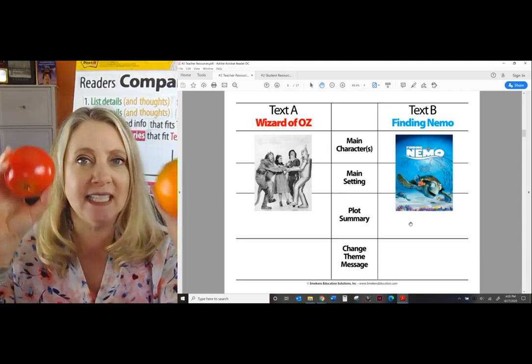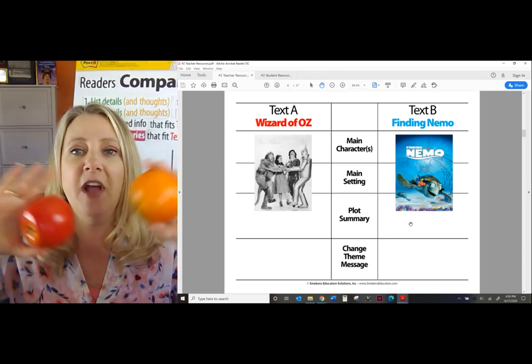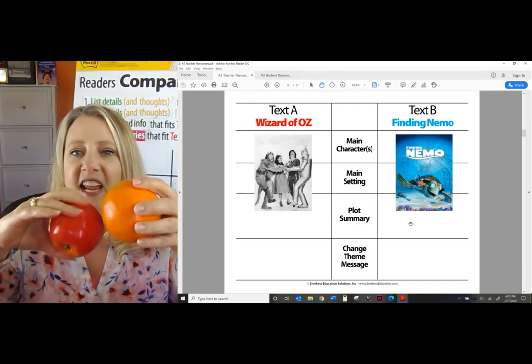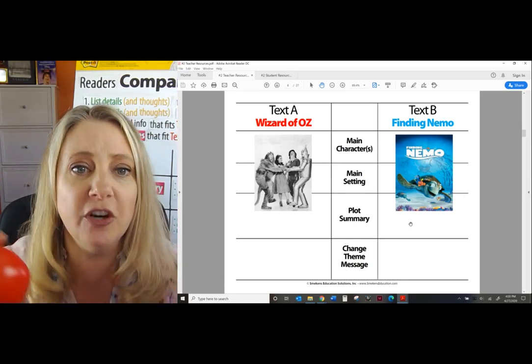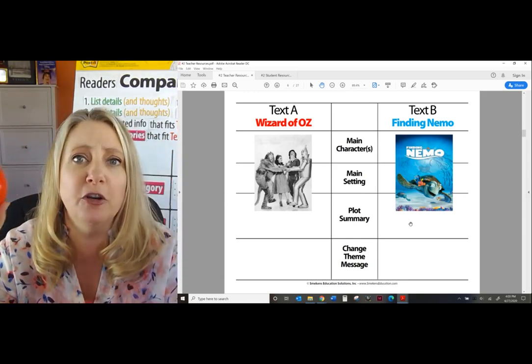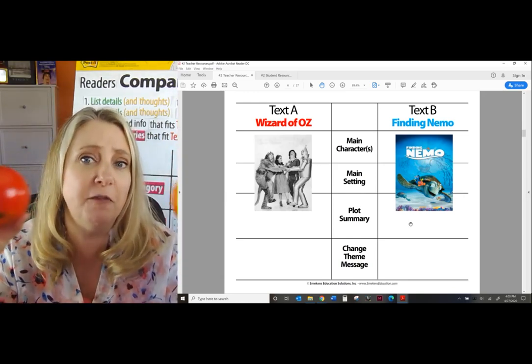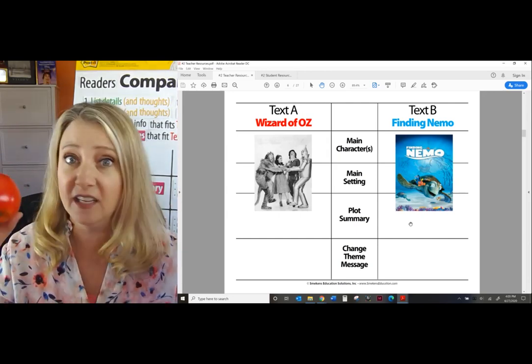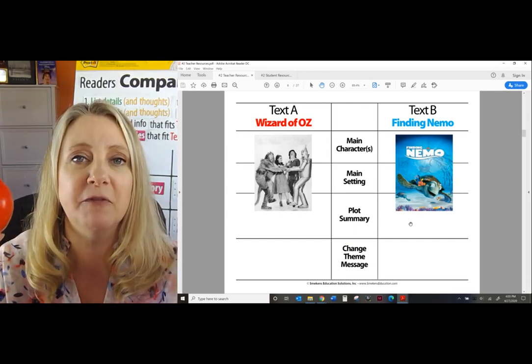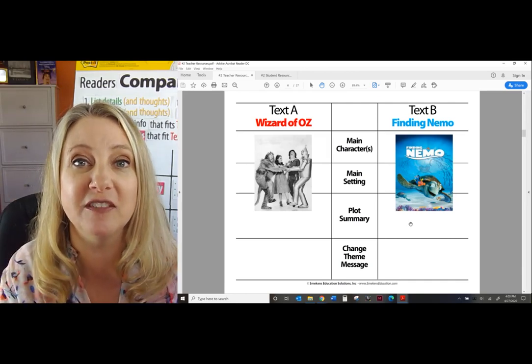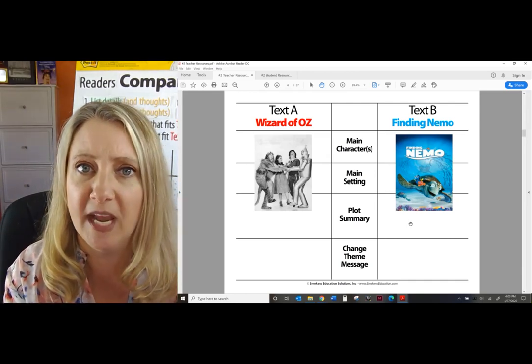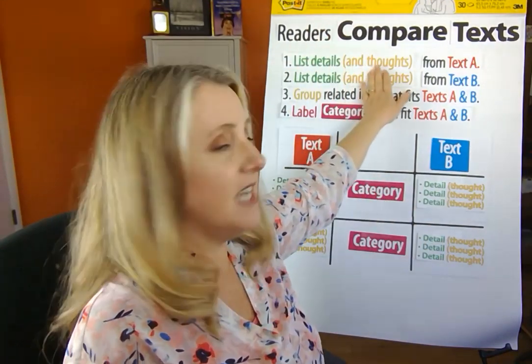Two completely different stories. They're not by the same author. They don't have the same characters. They're not even the same version of, or a different version of, the same story. Yeah, no, completely different. We're going to compare apples and oranges. You ready? So, what do we have to do when we're comparing text like this? Step one, what is it? List details and thoughts from text A. Okay, so we're going to use text A.